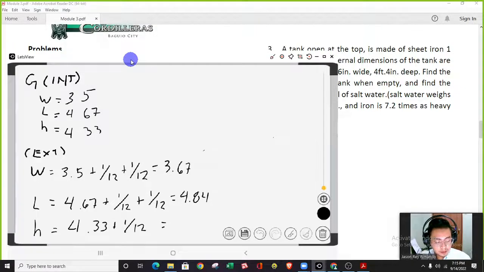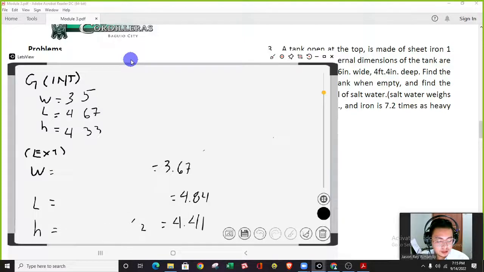Sir, 5.13. Ilan? 5.13. 4.33 plus 1 over 12 lang. Isa lang siya. Ilan? 4.41, sir. 4.41. Okay? Rewrite ko lang ulit. Okay? Para may space lang tayo dito.